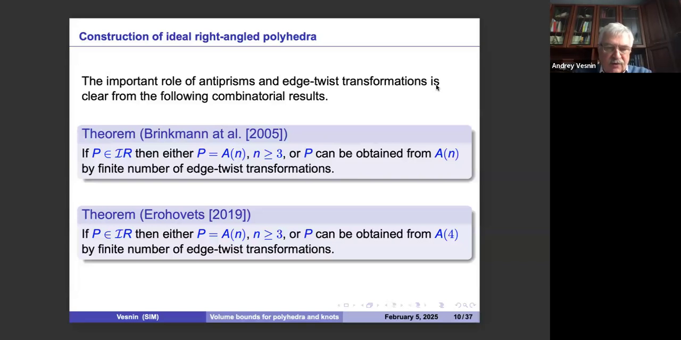The results were obtained for graphs, so they didn't use hyperbolic geometry, but by virtue of Andreev's theorem, we can state this about the hyperbolic geometry of these polyhedra. This result was improved by Nikolai Erokhovets in 2019, and he observed that any polyhedron from our family is an antiprism or can be obtained by H-twist transformations just from A4. So it's not necessary to use all antiprisms for the H-twist transformation, but A4 is enough. You can get everything from this one.